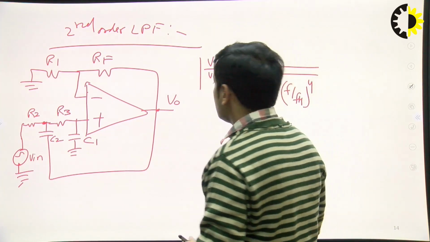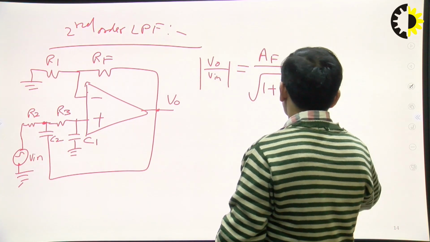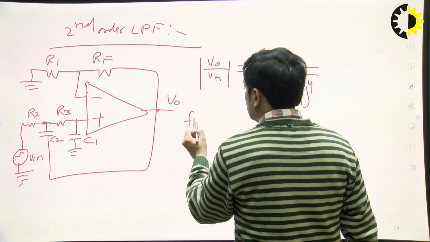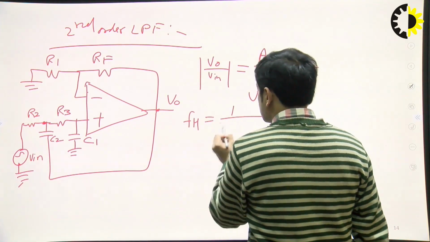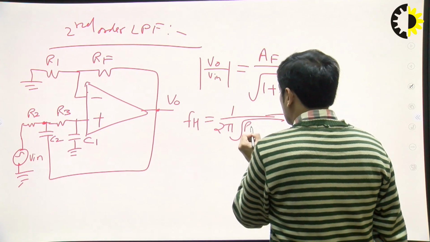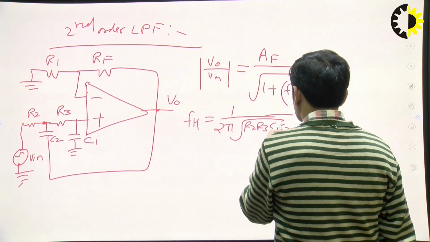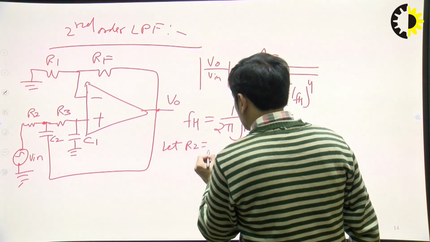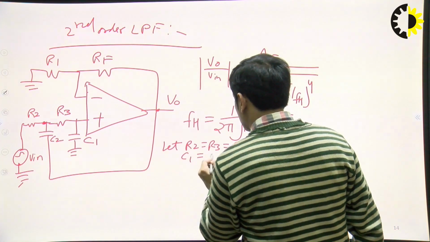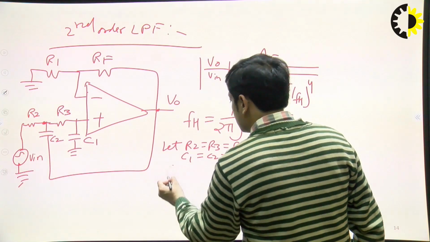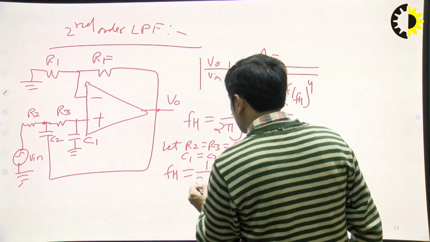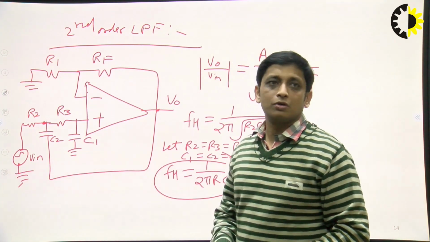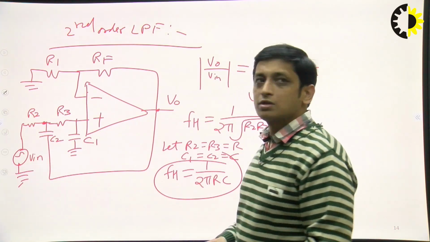In the first order filter, what we have got? (F by Fh) square, but in second order, it is (F by Fh) to the power 4, where Fh is the cutoff frequency of the second order low pass filter, and Fh is equal to 1 upon 2 pi under root R2, R3, C1, C2. But for mathematical simplification, we take R2 equal to R3 equal to R, and C1 equal to C2 equal to C. And if we do it, then what will be the equation for Fh? It will be again 1 upon 2 pi RC. So normally we take R2 equal to R3 equal to R, C1 equal to C2 equal to C, and we get the cutoff frequency, same equation, 1 upon 2 pi RC.